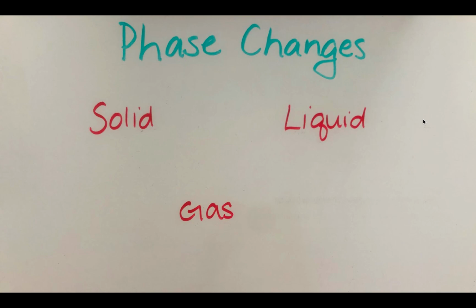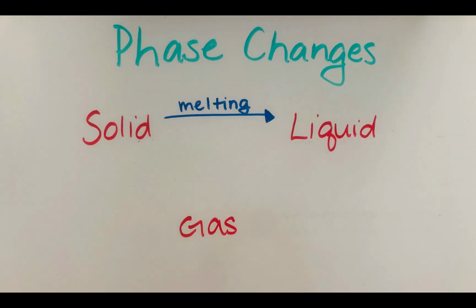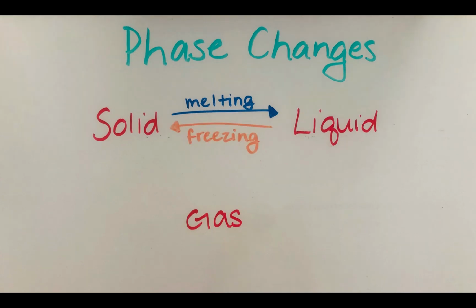In order for substances to transform between different states of matter, they go through phase changes. To go from solid to a liquid, the substance melts. For example, you can melt chocolate chips when you want to make chocolate. To go back from liquid to solid, you freeze. For example, when you want to make ice.